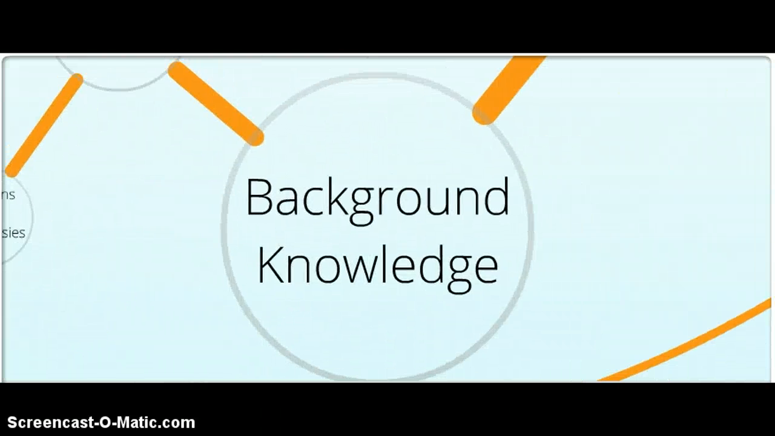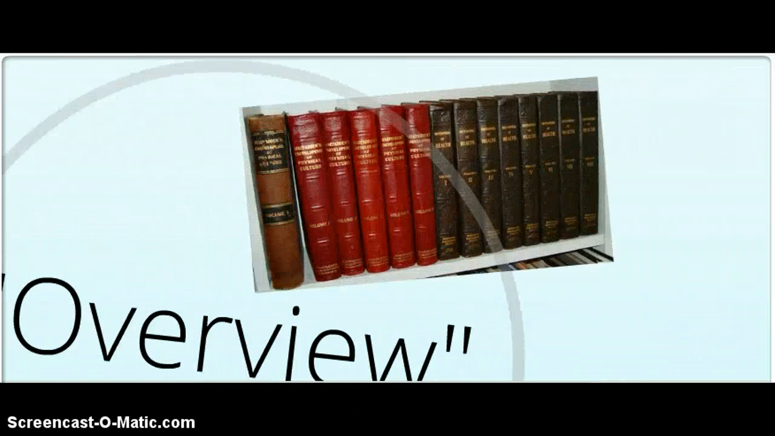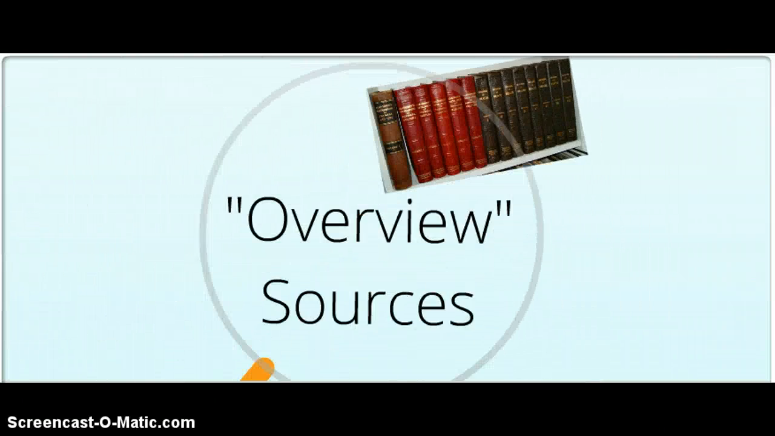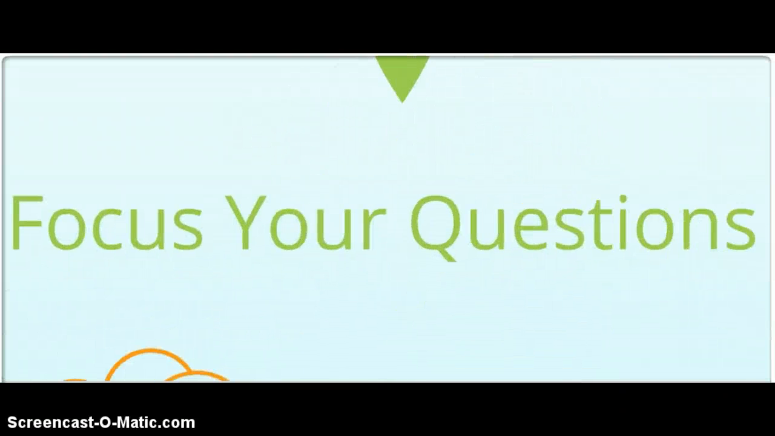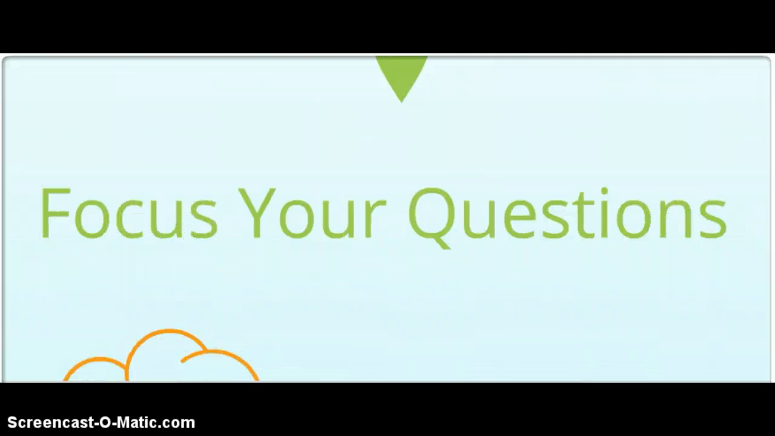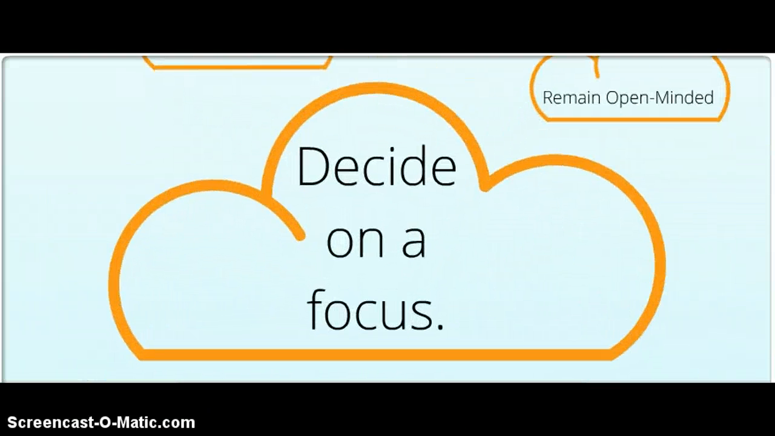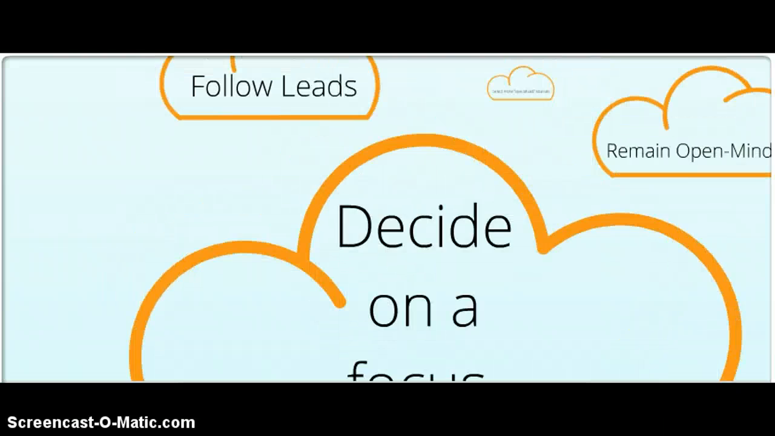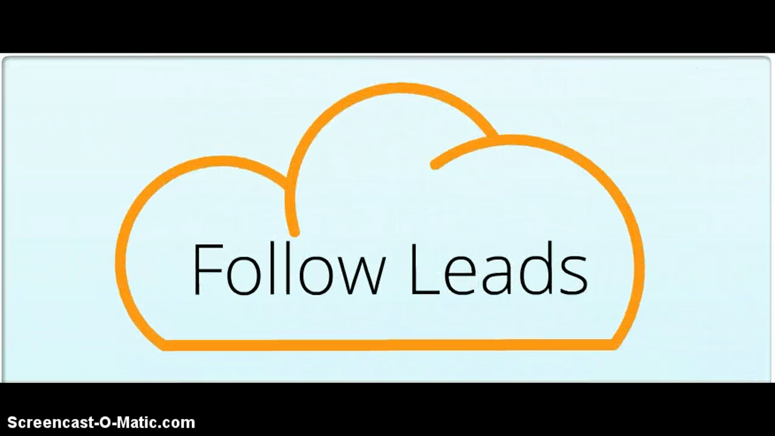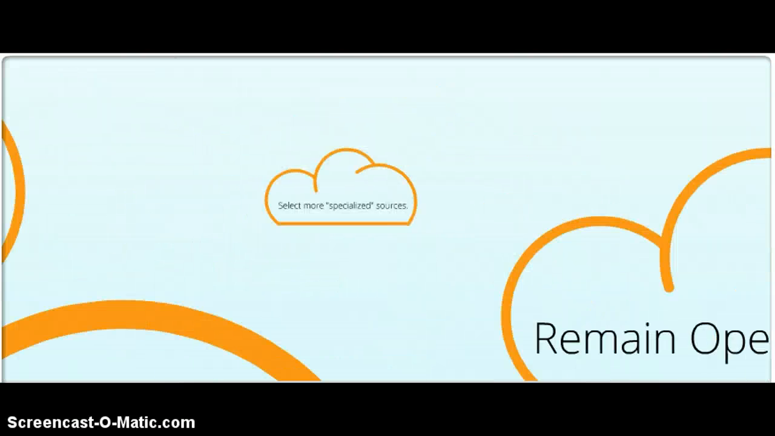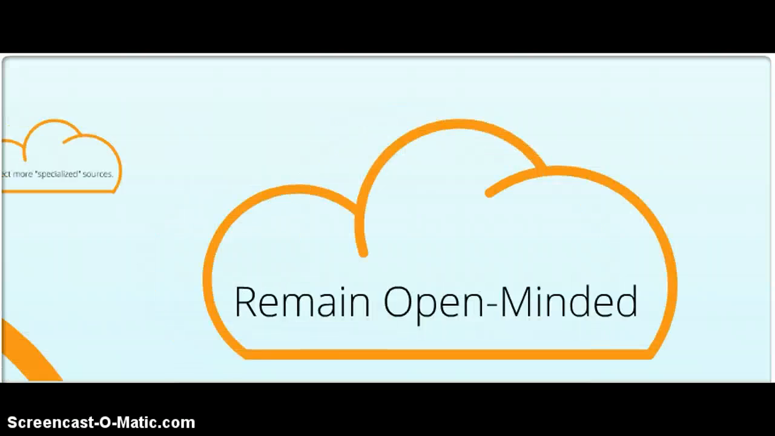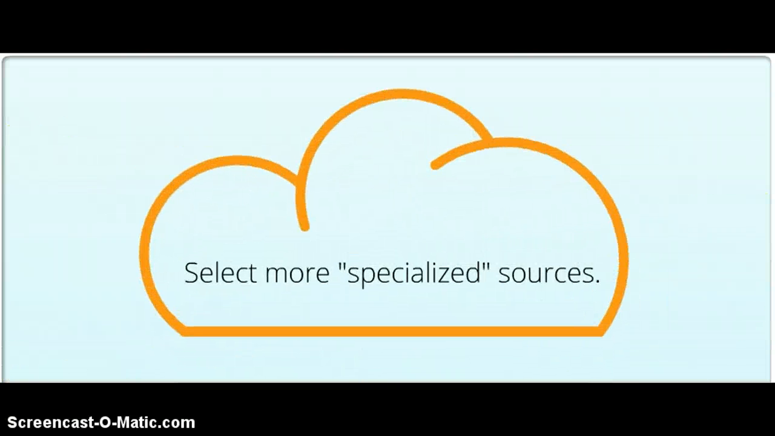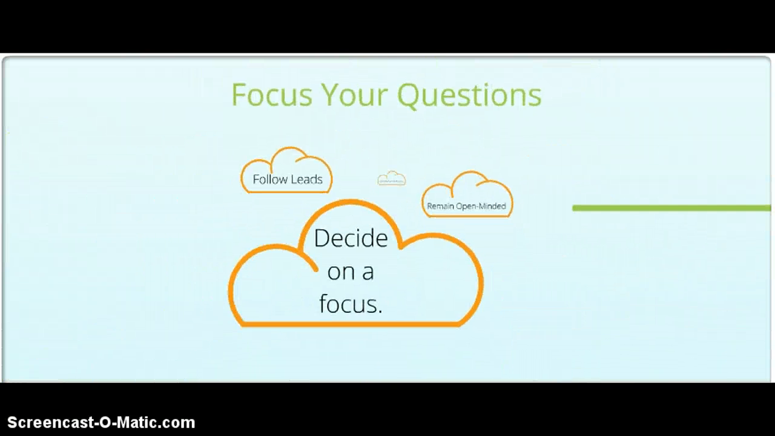In order to do so, select overview sources that will give you general information about your topic. From there, you can begin to focus your questions further. Start by deciding on a focus. How do you want to approach your research question? As you're doing this, follow leads that you get from your multiple sources and try as best you can to remain open-minded. As you get more and more focused, you will need to select more and more specialized sources.